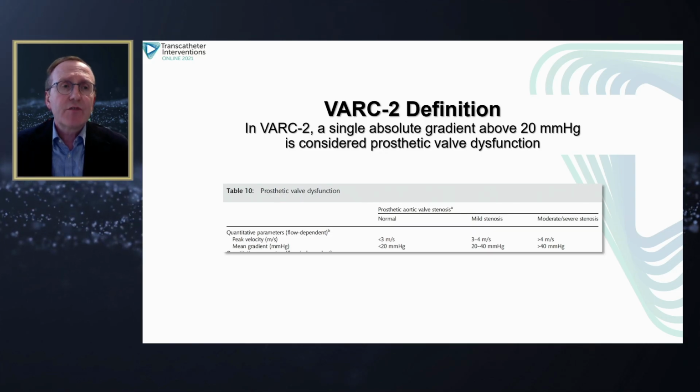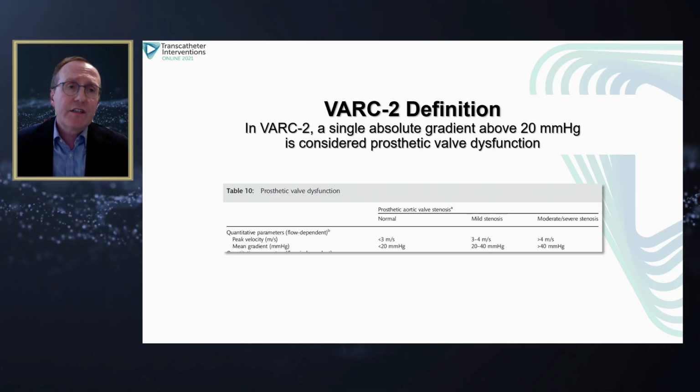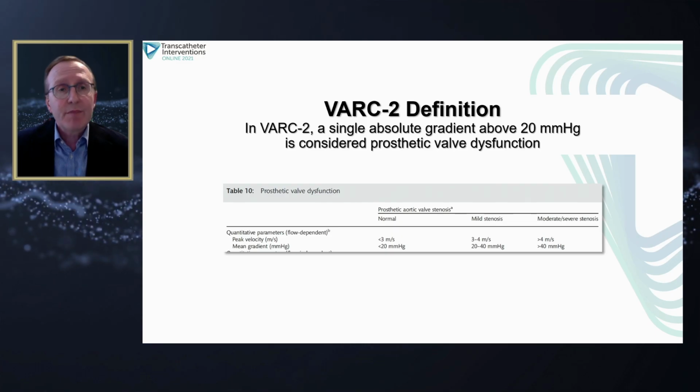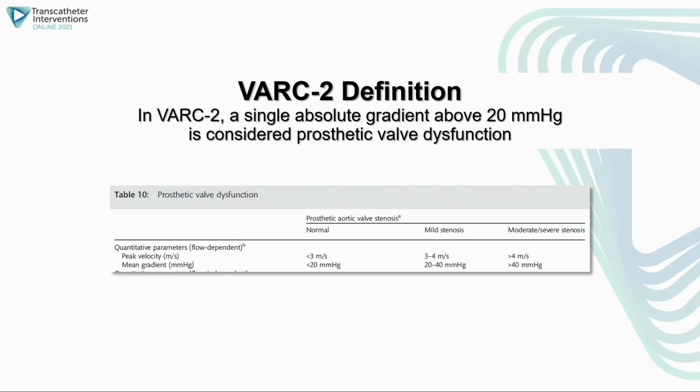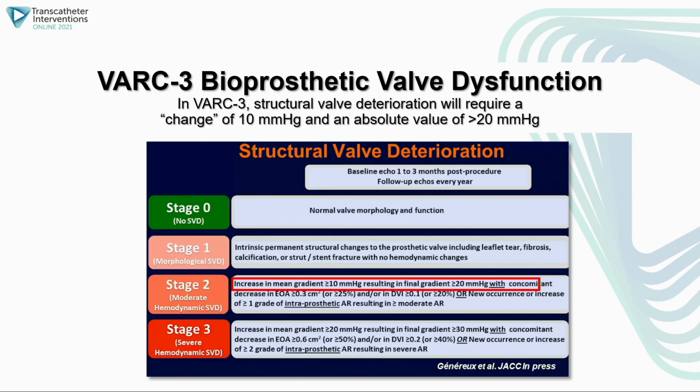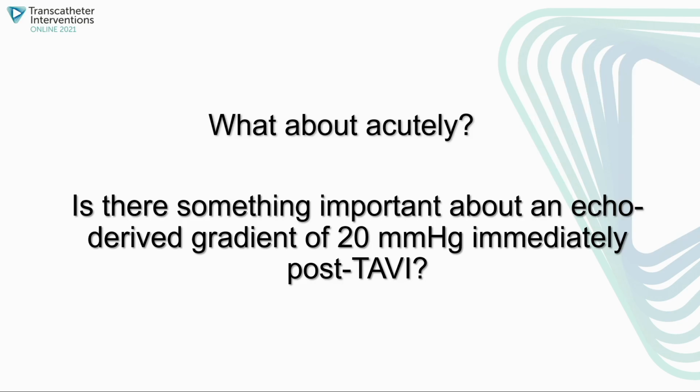So the VARC-2 definitions we've heard about already suggest that a single absolute mean gradient above 20 millimeters of mercury is considered to be a dysfunctional valve. But we've already heard that that may not be telling the whole story. If we go to VARC-3, again introduced to us, we learn that structural valve deterioration is defined by a change in the gradient of 10 millimeters of mercury, or an absolute mean gradient of greater than 20 millimeters of mercury. So let's just explore whether some of these things map to clinical outcomes.